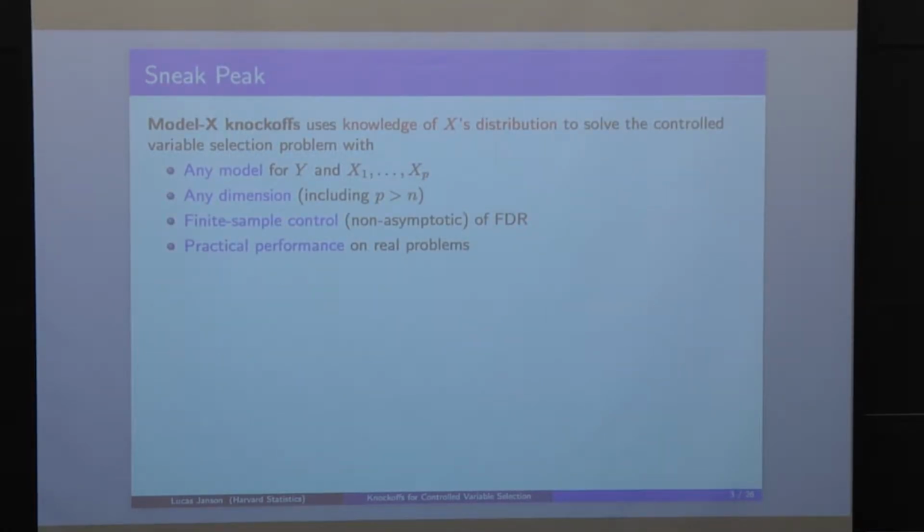Okay, so a sneak peek of what I'm going to tell you for the rest of this talk. Model-X Knockoffs, which is the method that I've proposed, uses knowledge of X's distribution to solve the controlled variable selection problem for any model for y and x1 through xp. So I put no constraint on the joint distribution between y and x. It doesn't have any constraint on the dimension, so p, the number of variables, can be much larger than the number of samples. Of course, it can be smaller as well. Doesn't matter. And we're going to get finite sample control. So this is exact, non-asymptotic control of the false discovery rate in finite samples.